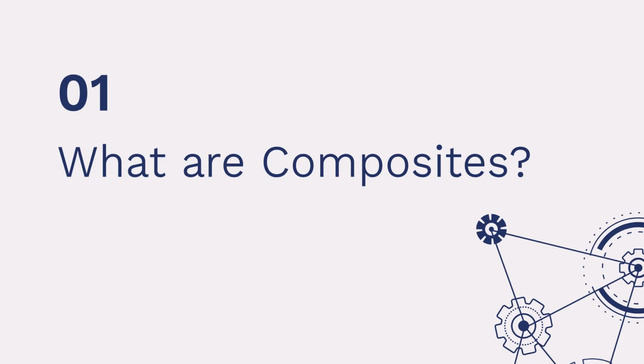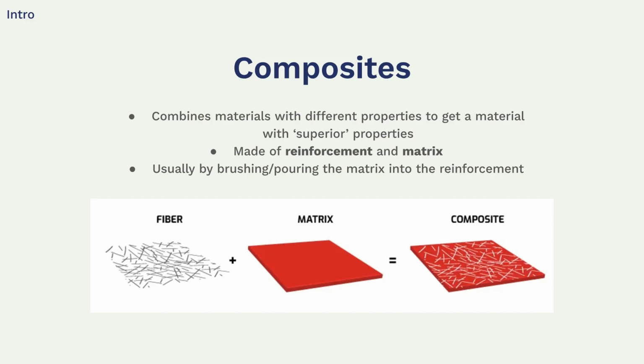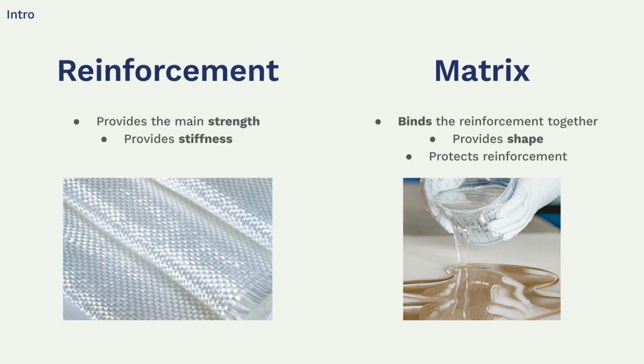Before we look at some examples, what are composites? Composites combine materials with different properties to get a resulting material with superior properties. They are composed of reinforcement and a matrix, and it's usually made by brushing or pouring the matrix into the reinforcement. The reinforcement provides the main strength and stiffness of the material, while the matrix binds the reinforcement together and gives it a shape while protecting it.